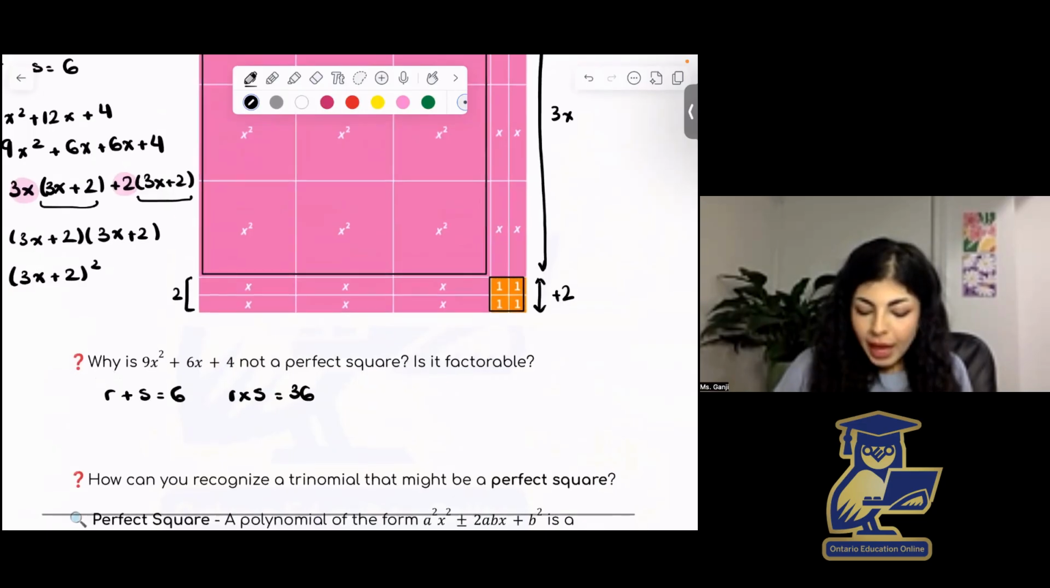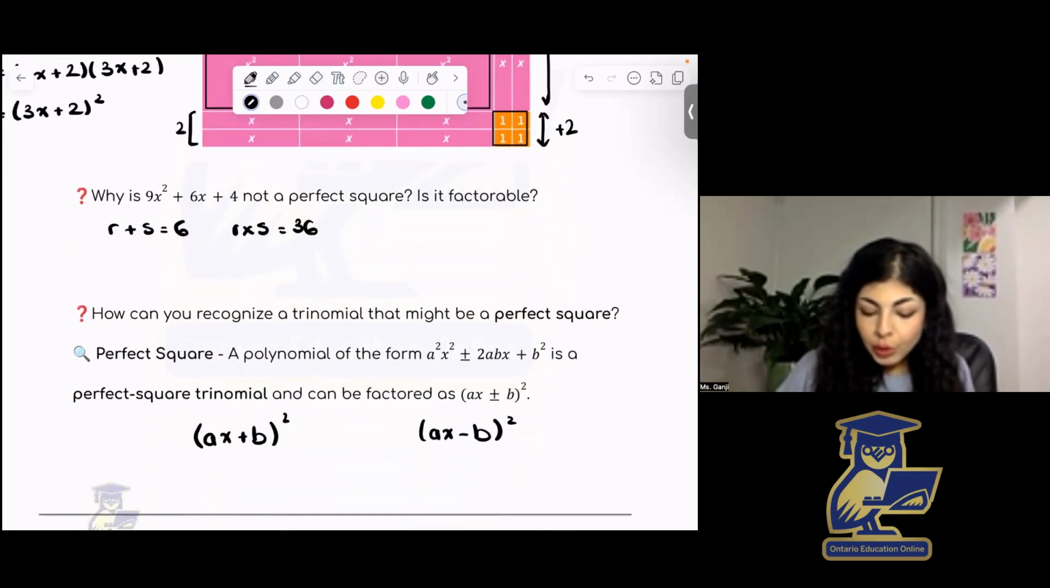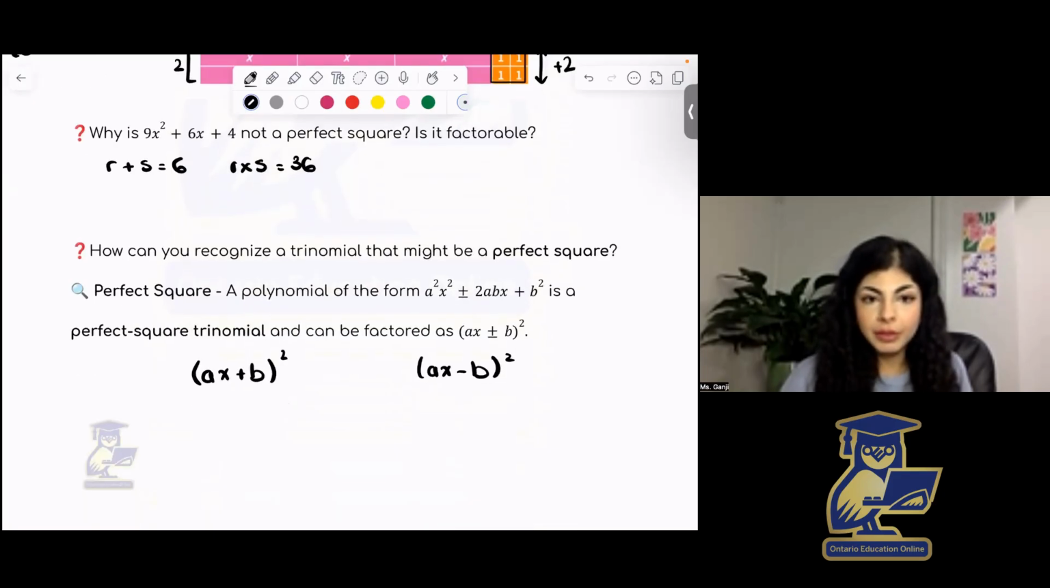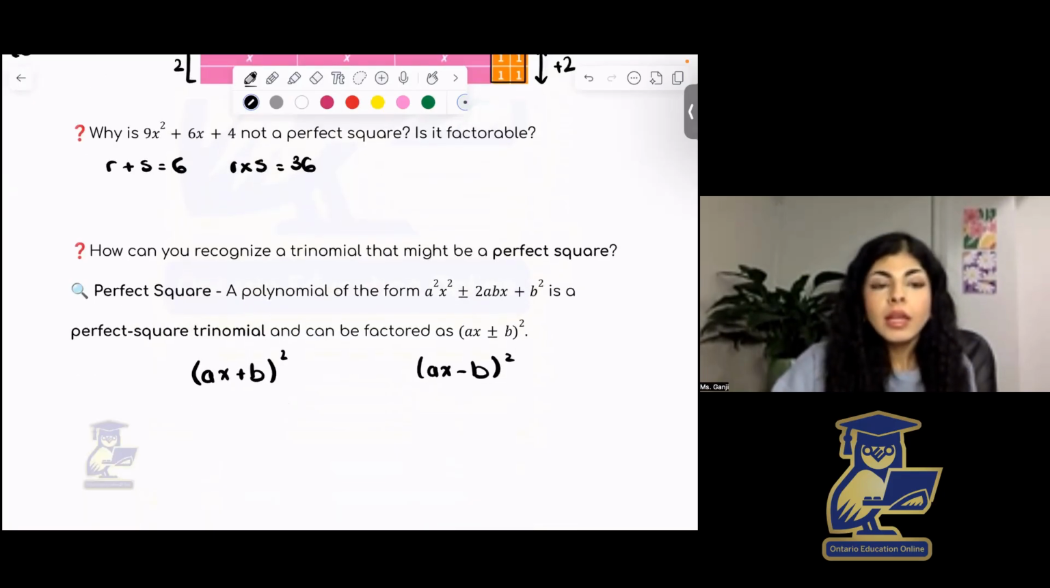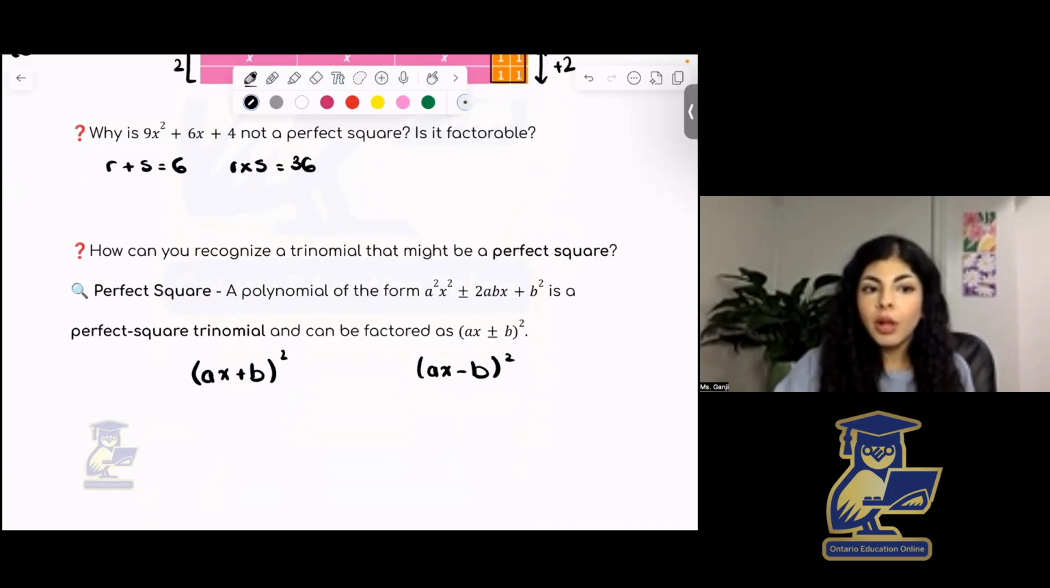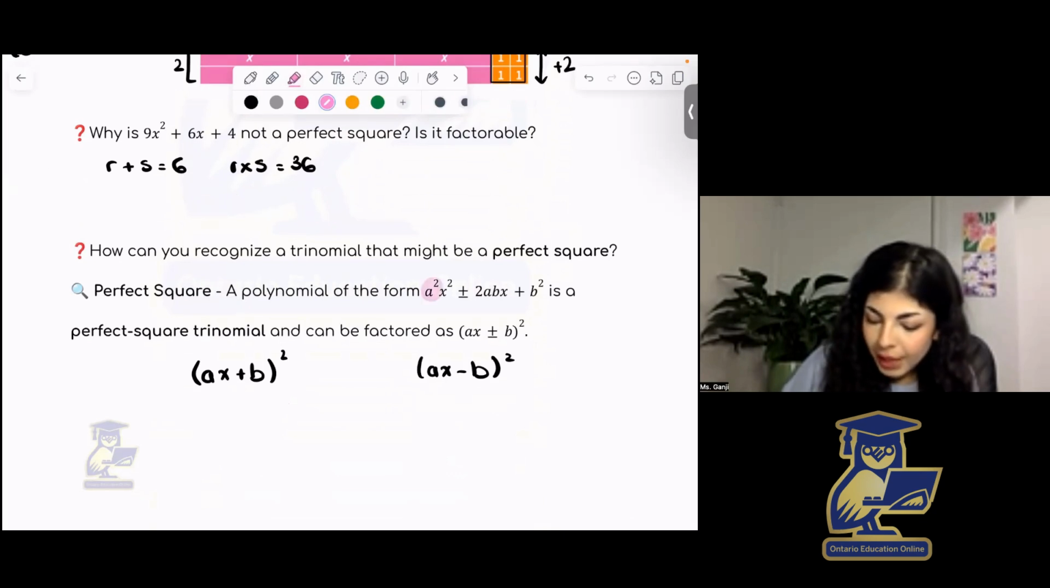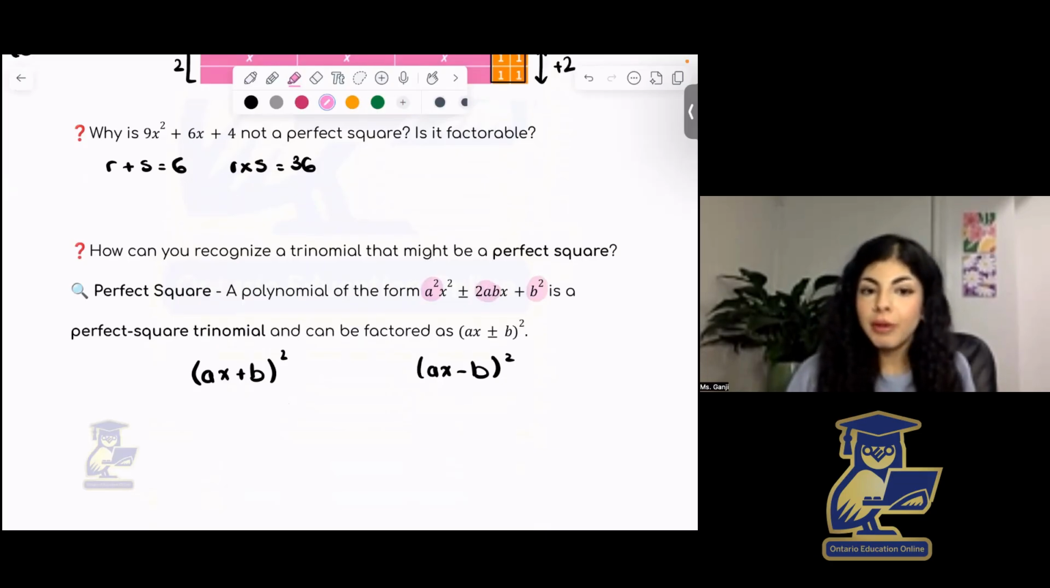So now, how can you recognize a trinomial, so an expression with 3 terms, that might be a perfect square? To do that, we're going to look at the definition of the perfect square. So a perfect square is a polynomial of this form, and specifically pay attention to these terms. So this will be a perfect square trinomial, and it will be factored as (ax plus or minus b) squared.